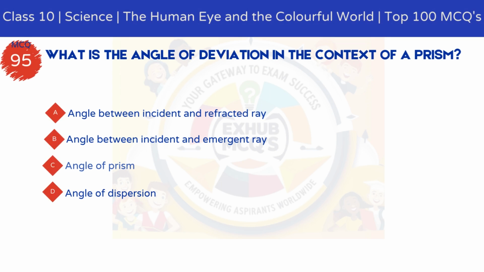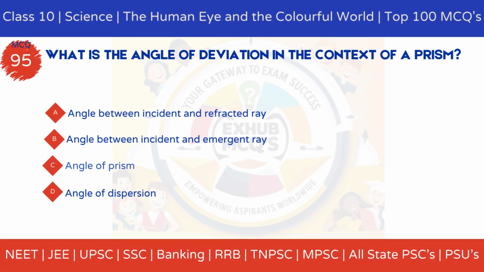MCQ 95. What is the angle of deviation in the context of a prism? Option A, angle between the incident and refracted ray. Option B, angle between the incident and emergent ray. Option C, angle of the prism. Option D, angle of dispersion.